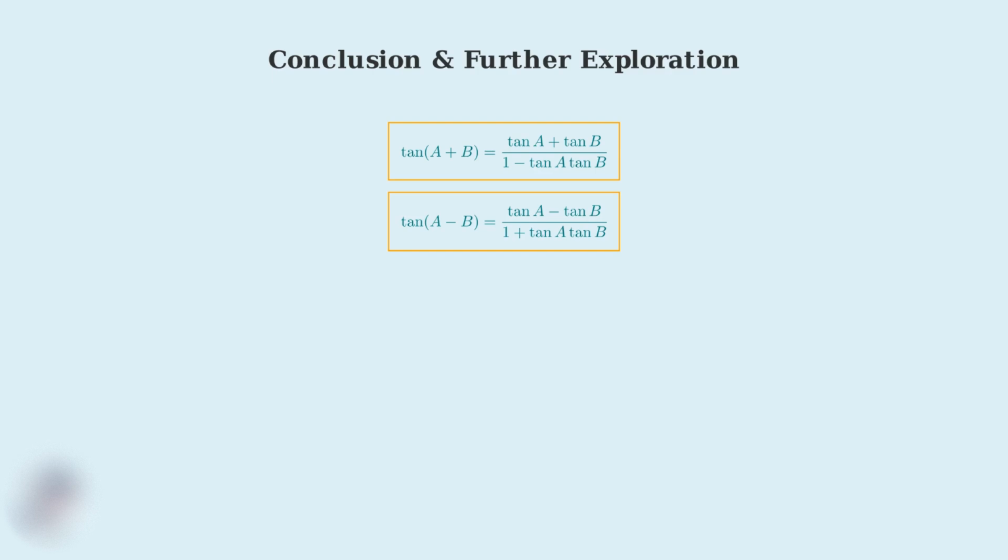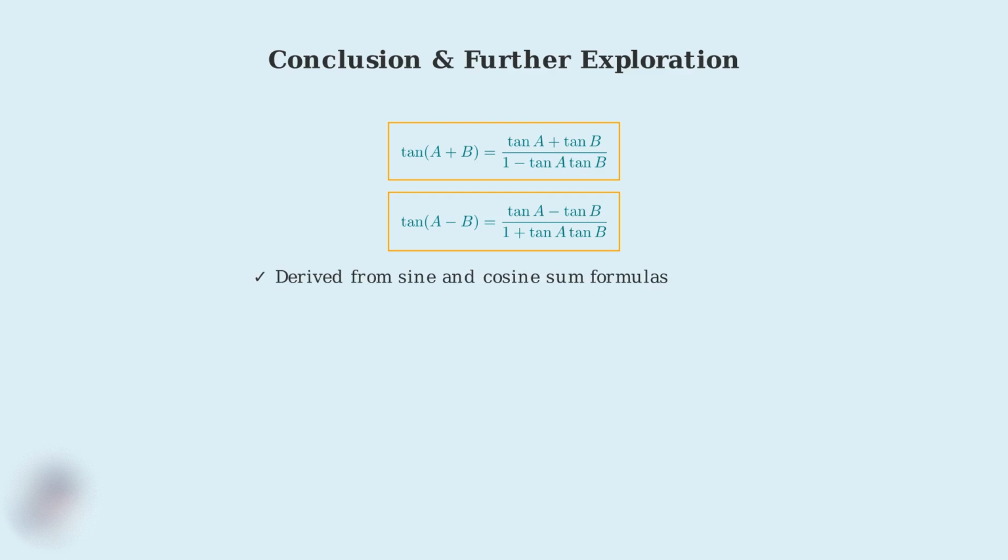We've reached the end of our comprehensive exploration of the tangent of sum and difference formulas. Throughout this video, we've covered the fundamental concepts that form the backbone of advanced trigonometry. Let's recap the two essential formulas we've mastered. The tangent of sum formula allows us to find the tangent of the sum of two angles, while the tangent of difference formula helps us find the tangent when we subtract one angle from another.